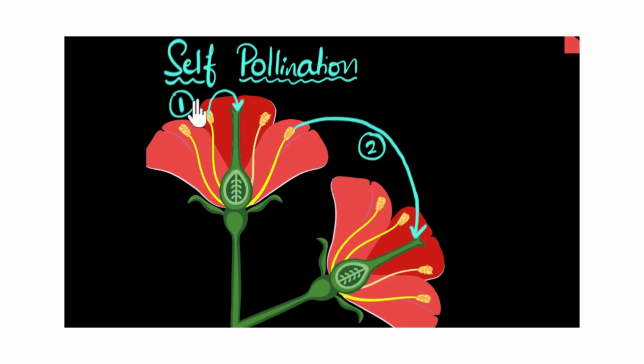For the first one to happen, the flower needs to be bisexual, meaning it has to have both the male and the female reproductive parts. Only then can it do this. On the other hand, if the flowers are unisexual, then they can still self-pollinate this way. A male flower can transfer pollen grains to a female flower belonging to the same plant.